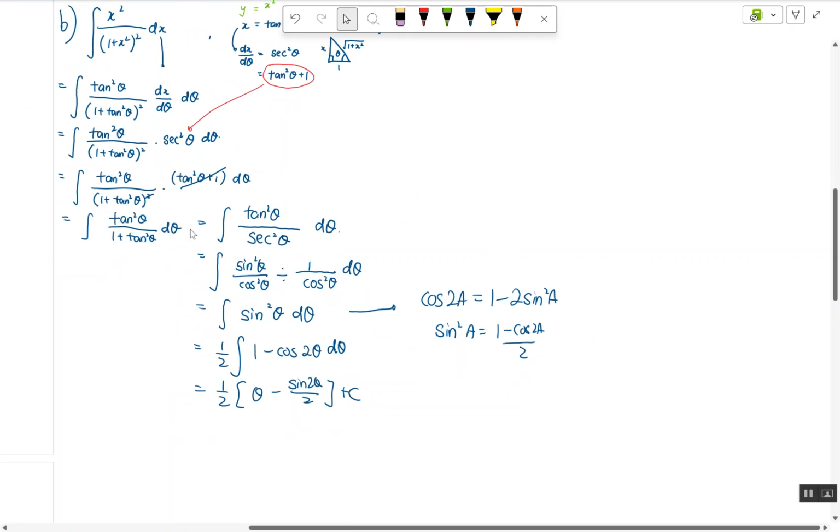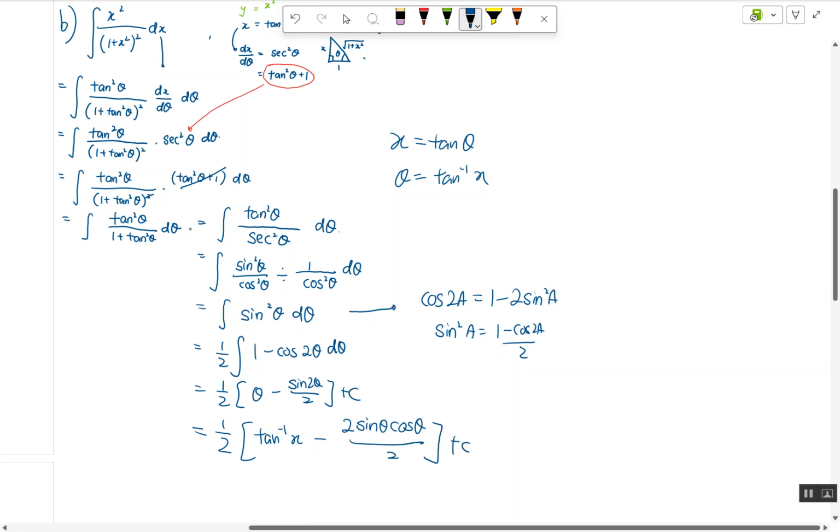Remember to put it back. Now, how to put it back? That's where the triangle comes in. Theta, so x equals tangent theta, theta equals inverse tangent x. And this is going to be inverse tangent x. Sine 2 theta is 2 sine theta cos theta over 2, plus C. Best is not to have x and theta together, so I'm just going to write theta over here first.